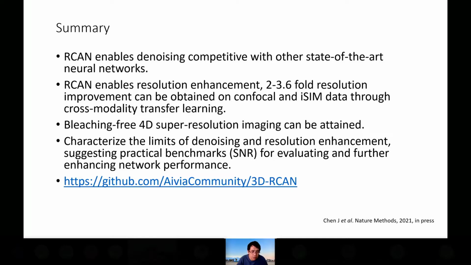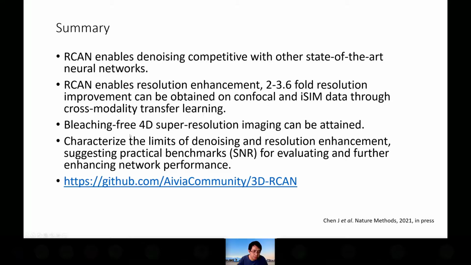We also talked about how, by combining the RCAN and the iSIM, we can operate the structured illumination microscope type instrument as a light sheet type instrument. And last, we talked about using the signal to noise for evaluating and predicting the network performance.